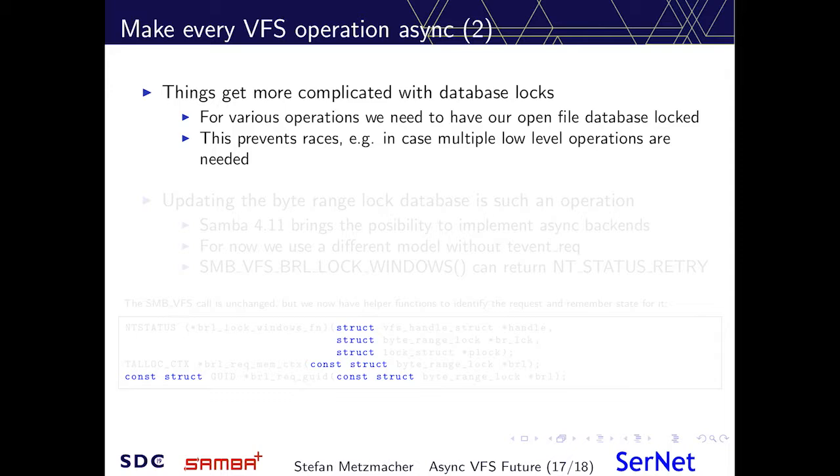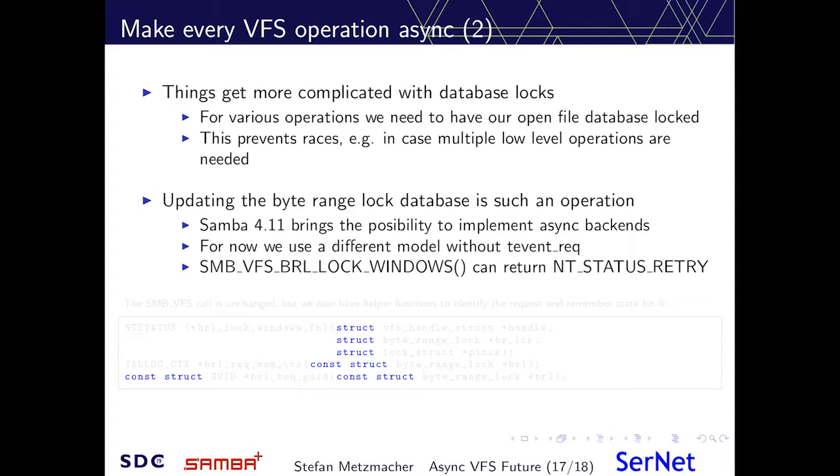Things get a bit more complicated when we have to deal with our database logs. If you were in the talk from Volker, we have this logging database which holds the open file database. In order to prevent races and so on, we need to protect the code path with multiple low-level operations and make them atomic for the SMB client. And with that, it's not so easy to use our TEvent req model.